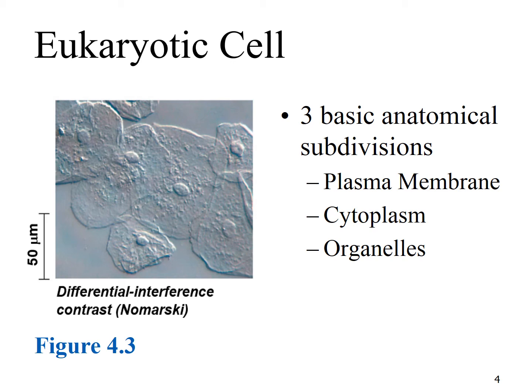If you look at the graphic on the left, you can see the outline of the cell. That basically is the plasma membrane, and then that dark oval structure is a nucleus, and all of that area between the nucleus and the plasma membrane is the cytoplasm. That's the location where you would find the organelles for eukaryotic cells.